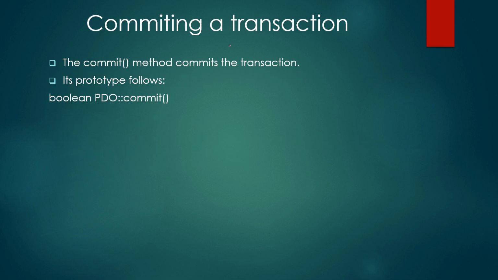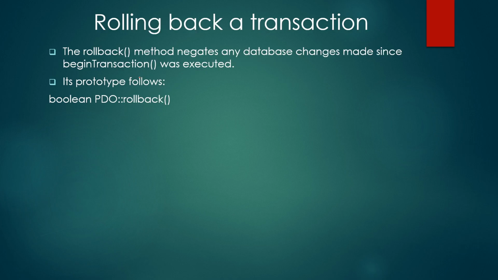Next comes committing a transaction. The commit method commits the transaction. Okay, the prototype is very easy. Simply use this method. Then rollback. The rollback method negates any database changes made since begin transaction was executed.